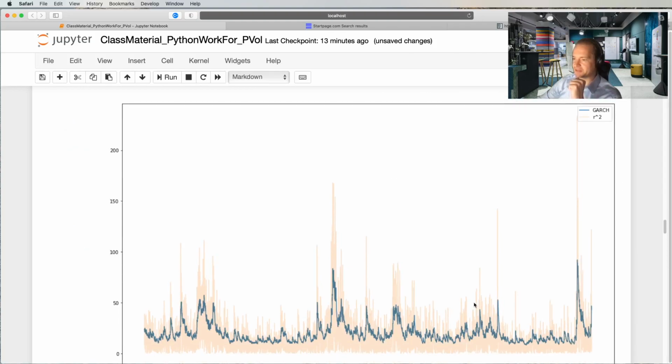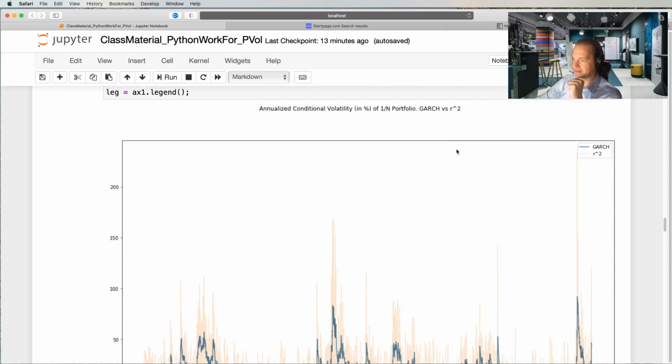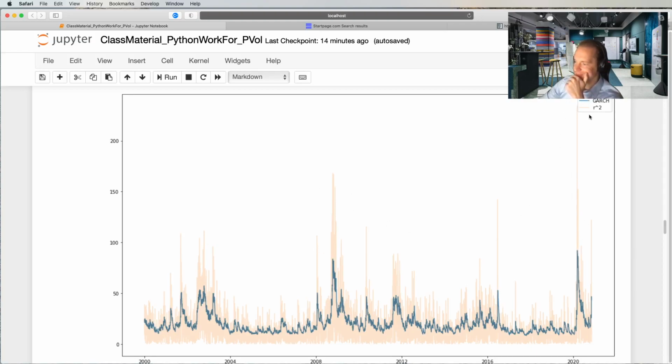And here's what it looks like. Annualized conditional vol, it's annualized. GARCH versus R square. That's for the market. All right? Here, maybe we start with the COVID. COVID, if you take return square, you have a variance of a vol of 250%, while the GARCH implied is at 80% or at 90%. Huge differences.